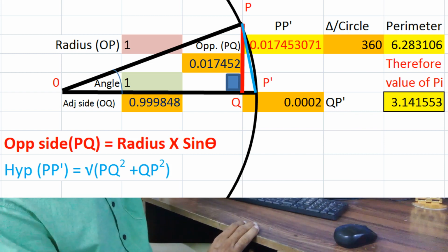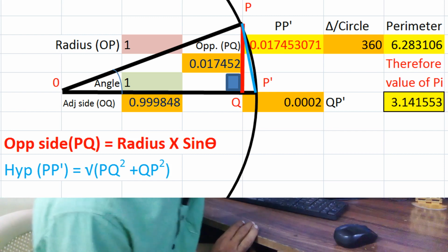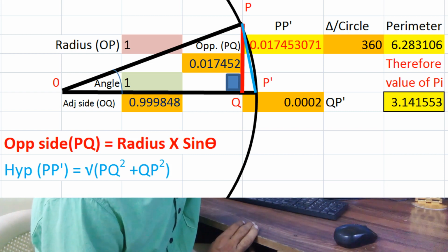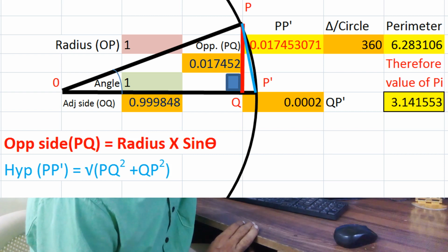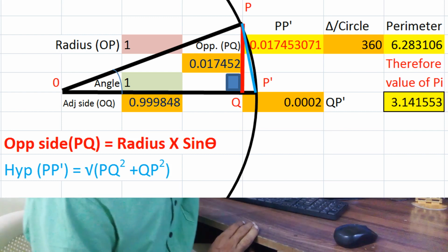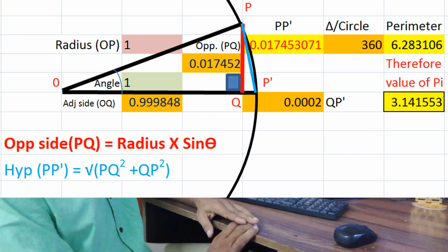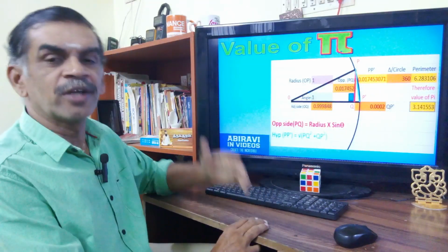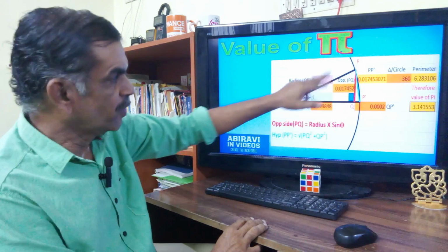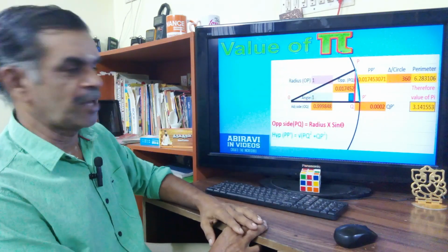So the radius is 1, then the diameter is 2. The diameter is 2, and this circle's perimeter is 6.28316. If you divide this perimeter by the diameter, you will get a constant. That constant is pi. Pi is 3.1415, almost 3.142. So we have calculated pi using the trigonometric ratios and Pythagoras theorem.